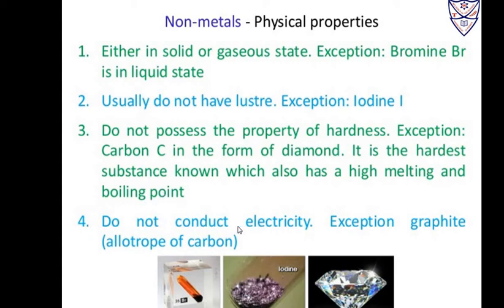Next, it doesn't conduct electricity. Only graphite conducts electricity. So basically graphite is a form of carbon, an allotrope of carbon, and it conducts electricity. It is used in the electrolysis process. So carbon in the form of coal, diamond, and graphite have different properties.